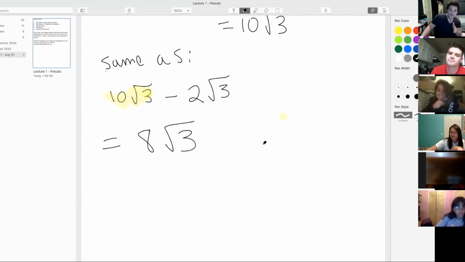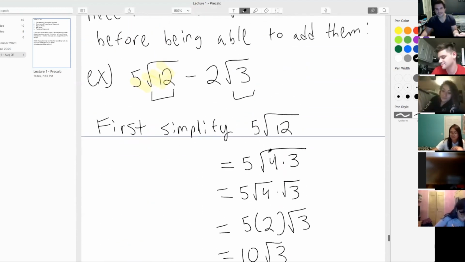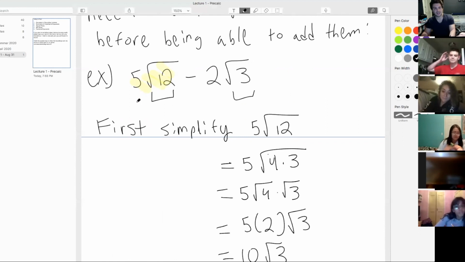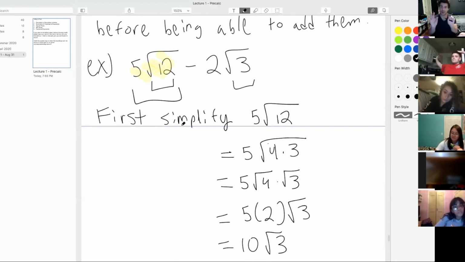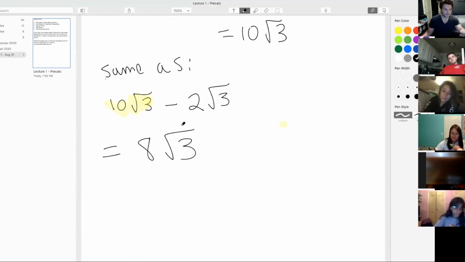Okay, so that's the answer, 8 square root of 3. So I hope everyone's okay with what we did here. We first simplified this guy to introduce the same radicand so we can add them together, or subtract in this case. All right, let's move along.